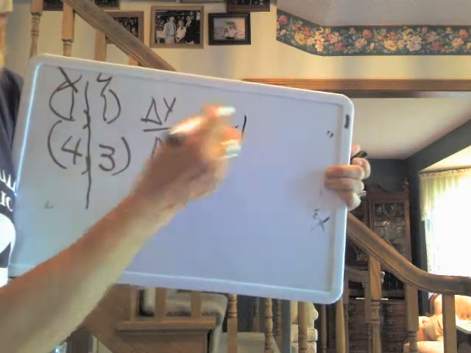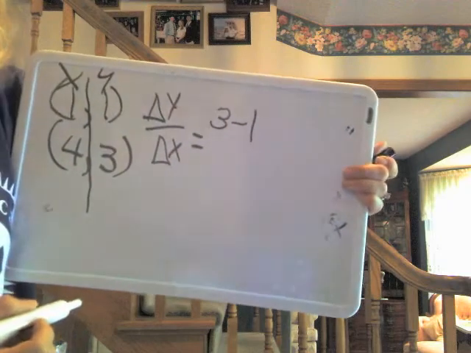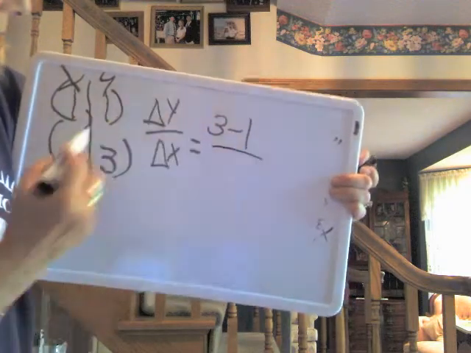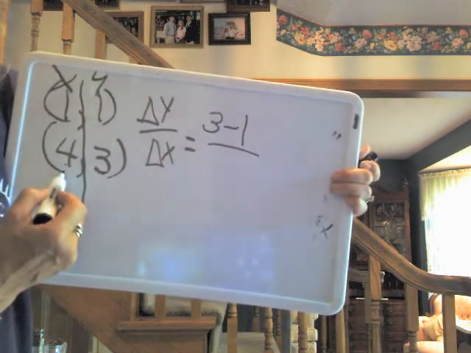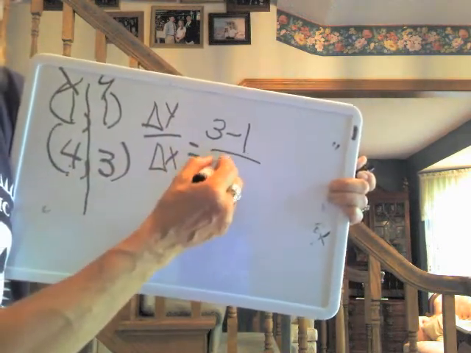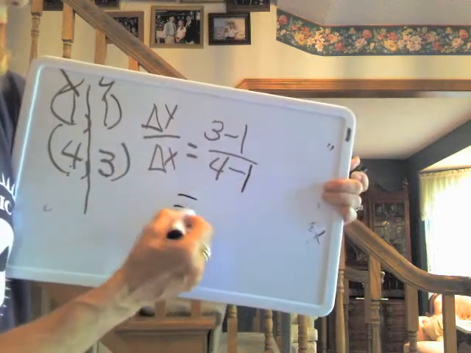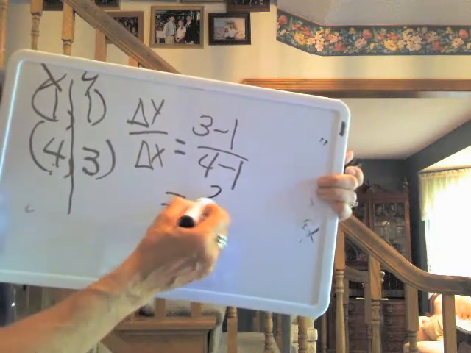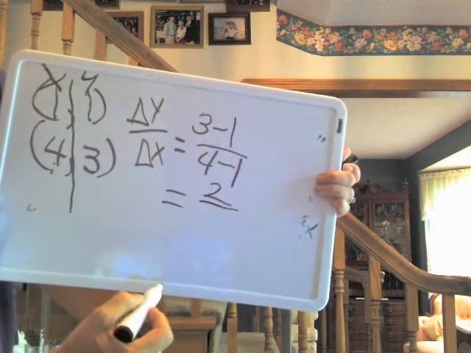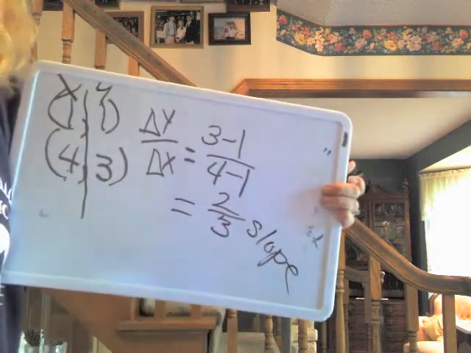3 minus 1, the change in the y. Well, how did it change? By subtracting it. Over the change in the x. If I took this 3, I've got to take his partner first too. So I've got to take the 4 minus 1. So now I just do that simple math. 3 minus 1 is 2. 4 minus 1 is 3. That would be my slope.